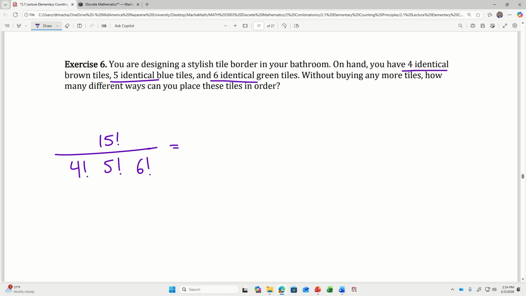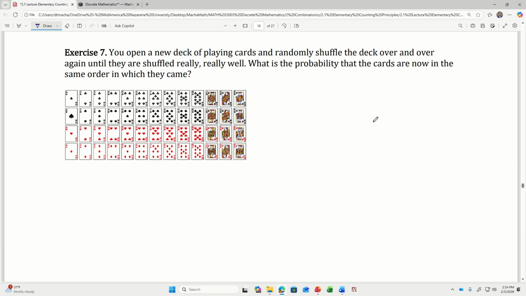Get a feel for it. All right. You open a new deck of playing cards and randomly shuffle the deck over and over again until they're shuffled really, really well. What's the probability that the cards are now in exactly the same order in which they came? You said 52 factorial? I said 52 factorial. We went over that. Yeah, there you go.